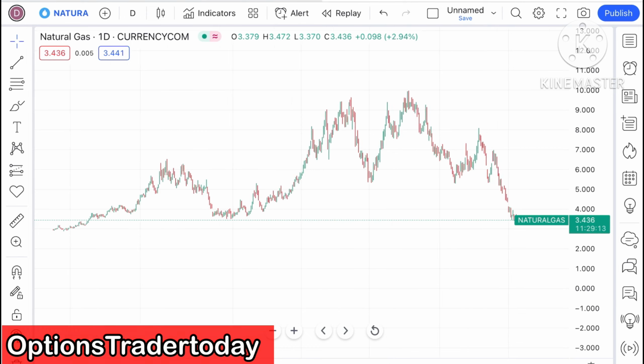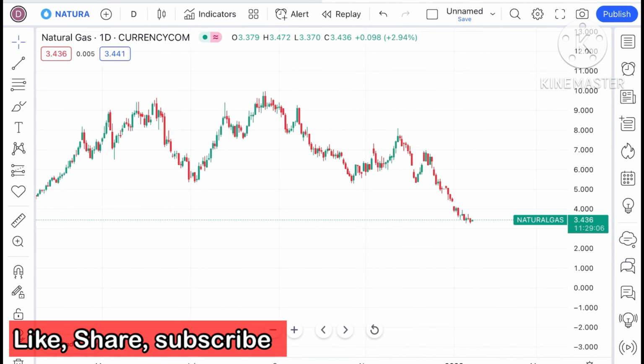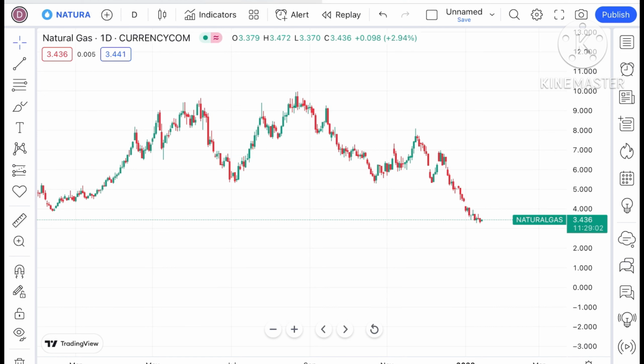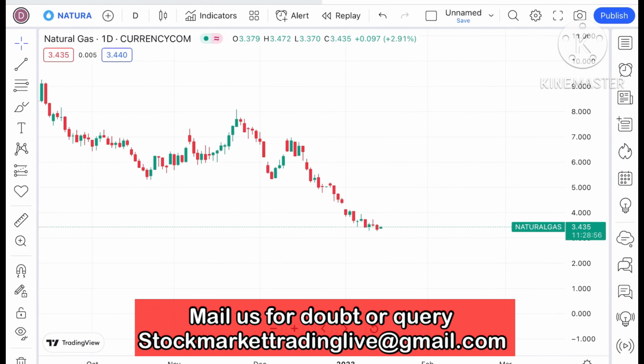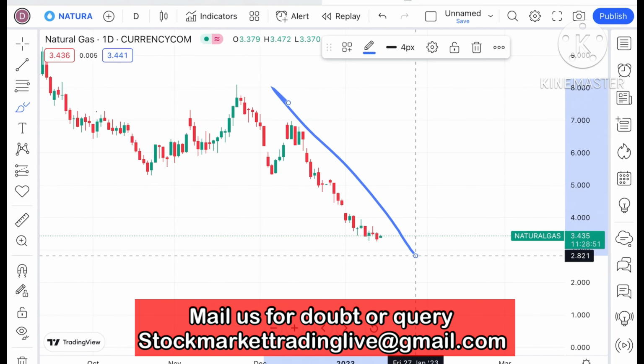So today in this video I will explain how the price of natural gas has moved in the last 2 days and how it can move in the next 2 days. If you look at this particular chart of natural gas, the price is currently trading at $3.436. You can see a green candle is trying to form. Overall, the trend is downside.